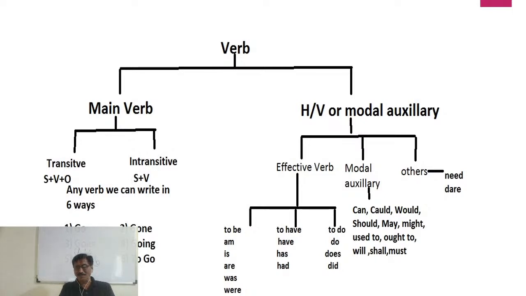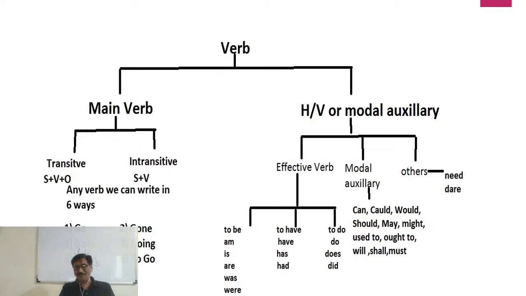Will and shall give certainty, and must gives compulsion. So these are the modal auxiliaries, and if you know how to use them, you can gather 80% of English. The next two others are there. One is need, which you can make a past form also, needed, and another word is dare. You can use dared also, that means the past form also you can do.